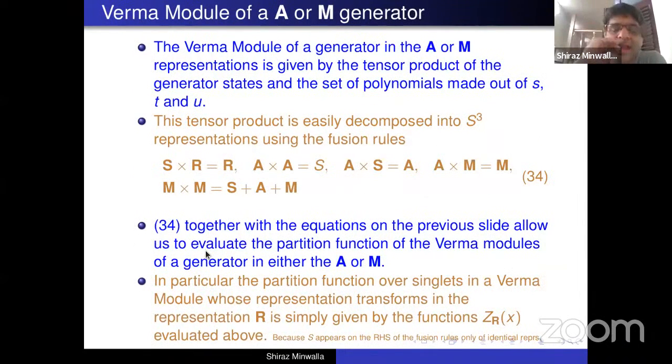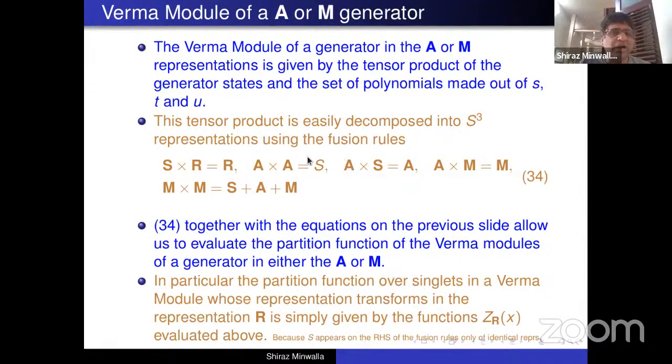Now, what about the Verma module of a generator in the A or the M representation? Well, one way of understanding that is the following. You have what you get from polynomials tensored with what you got from the generator. Now, it's easy to work out the following group theory rules. The Clebsch-Gordan rules for S3 go like this. Anything with S is that thing. A with A is S. A with S is S. All these are sort of obvious things. You'll guess them in a minute. A with M is M. This maybe is a little less obvious. And the most non-trivial one is M with M is S plus A plus M.